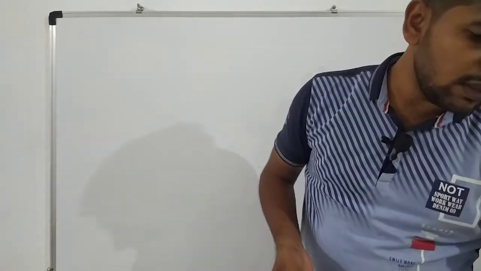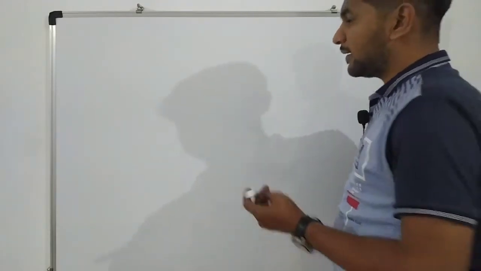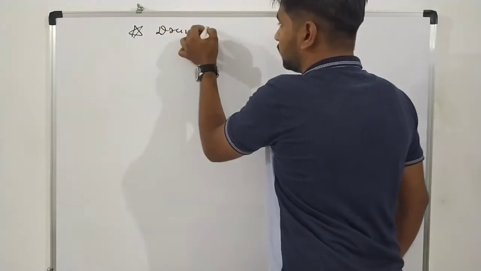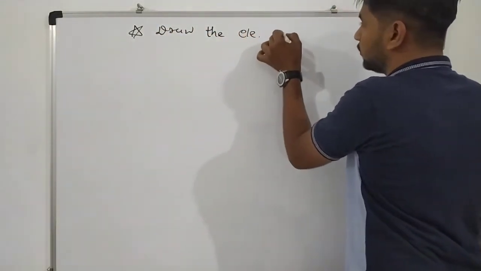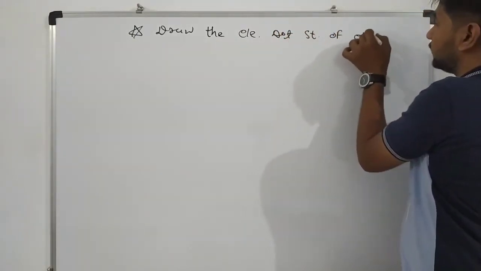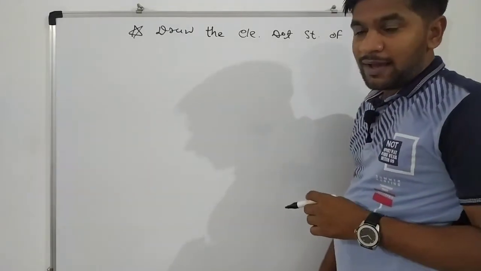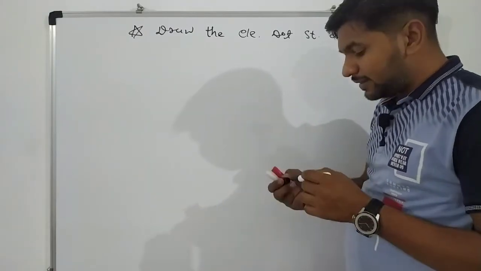Our first question, and first theory, is: draw the electron dot structure of ethane. So let's see ethane. Draw the electron dot structure of ethane. So dear students, how can we draw the dot structure of ethane? Okay, so let's see.